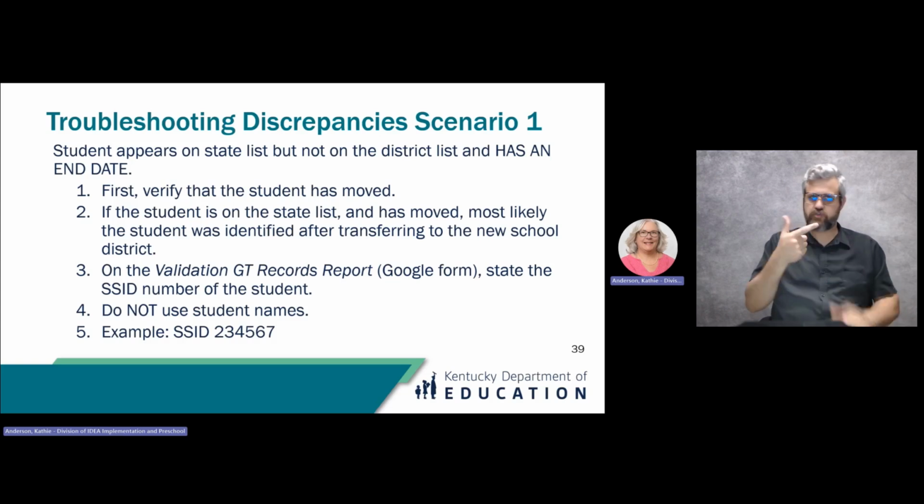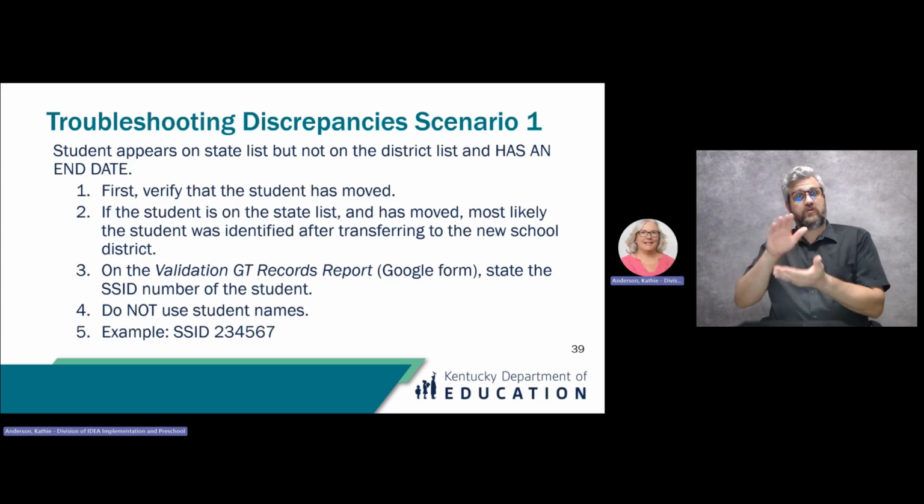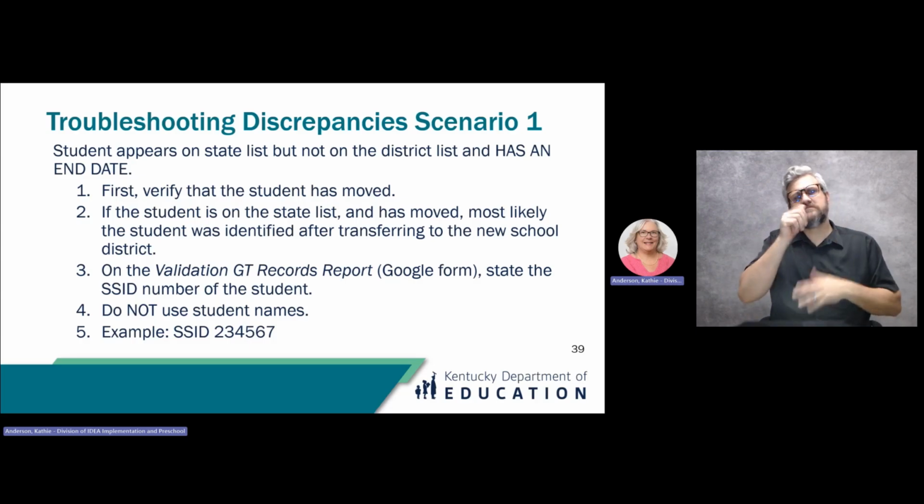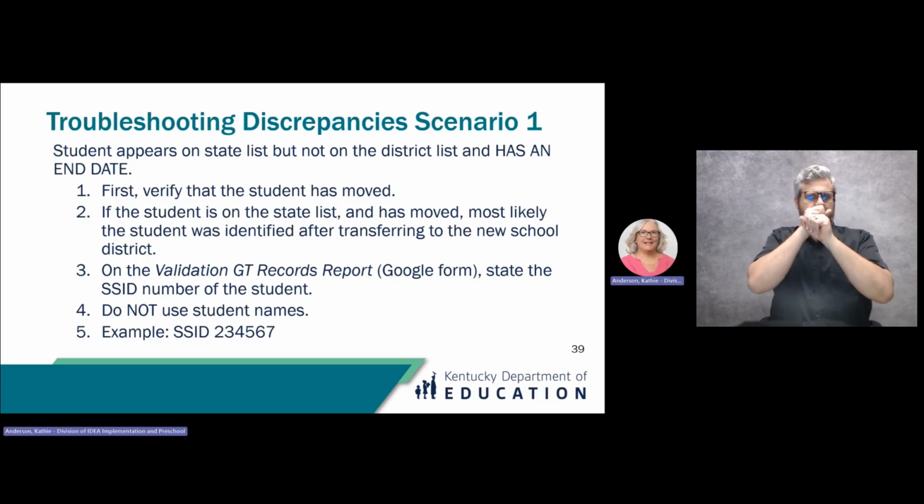When listing the discrepancy on the Validation of GT Records report, do not use names. Please just use the SSID number of the student for privacy and for confidentiality of the student. This discrepancy cannot be fixed because the student has moved out of your district. These are the only SSIDs that should be listed on the Google form as discrepancies. For other issues or discrepancies, please see the next troubleshooting slides.